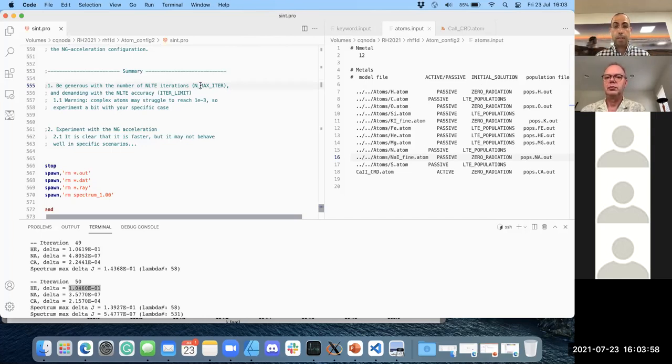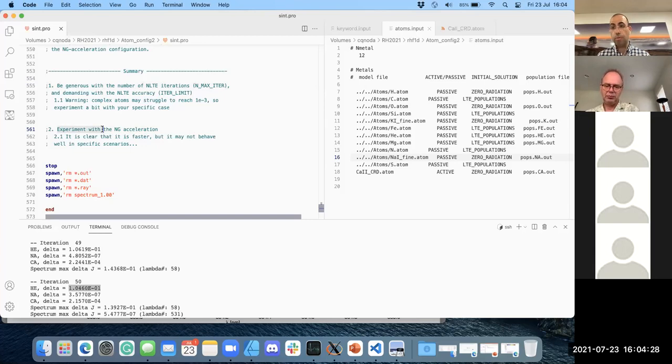And for the iteration limit, usually 10 to the minus 3 is reasonable, but you may play with different values. But it's important to have a large number and to check, with at least one or two examples for your specific atmosphere or atom, if you reach the iteration limit with the number of iterations that you provided. And the second one is to try to experiment with the NG acceleration.